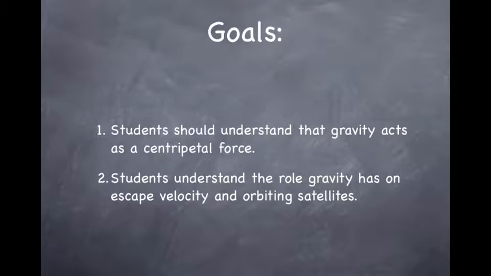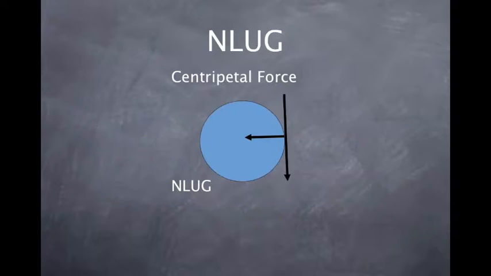So the goals are: the students should understand that gravity acts as a centripetal force. In other words, it takes planets and stars and makes them move in circular motion. And you should understand the role that gravity has on escape velocity. In other words, how fast an object has to be moving to escape Earth's gravity, and how fast an object has to be moving to be placed in orbit.